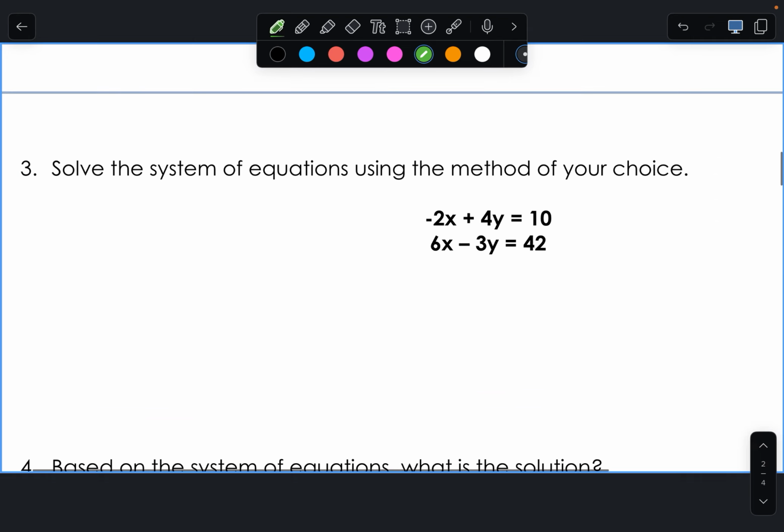Solve the system of equations using your method of choice. What method would you use for this one? Matrix. Matrix, why? Because they're both written in standard form, so go ahead and put that into matrix.